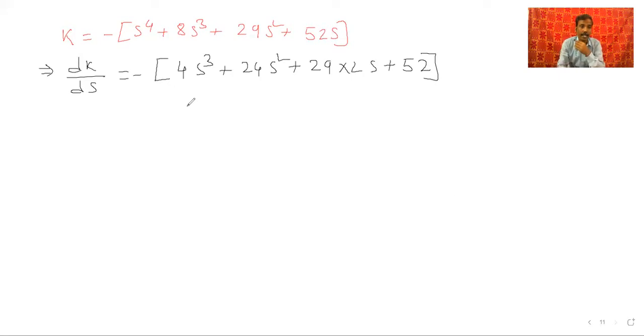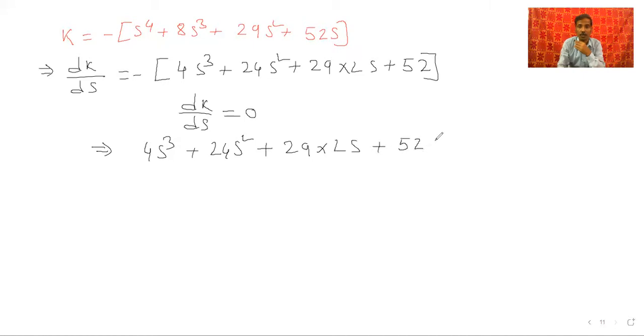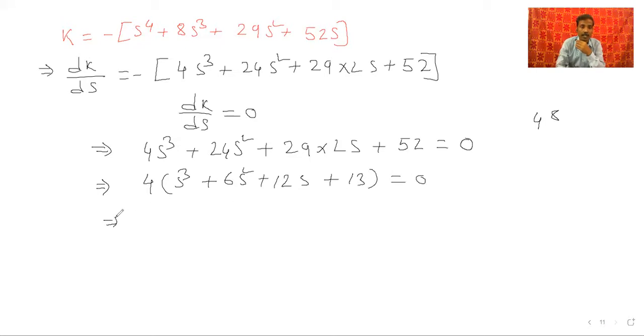For breakaway point, dk/ds equals 0. That means 4s cube plus 24s square plus 29 into 2 into s plus 52 equals 0. Then 4 common: s cube plus 6s square plus 12s plus 13 equals 0. That means s cube plus 6s square plus 12s plus 13 equals 0. Then calculate the value of S1, S2, and S3 because this is a third order equation.